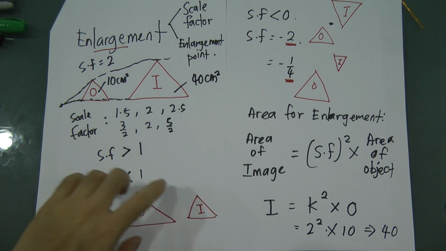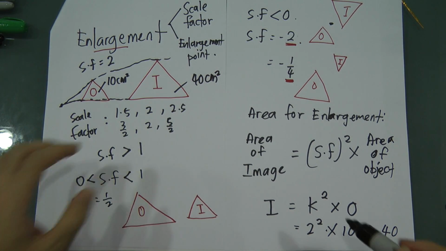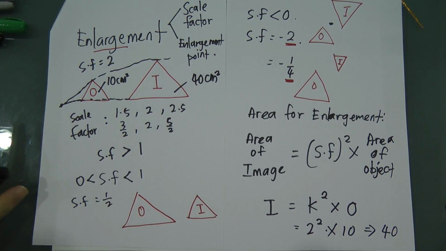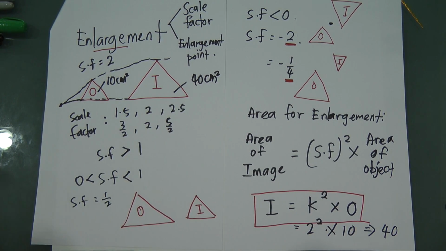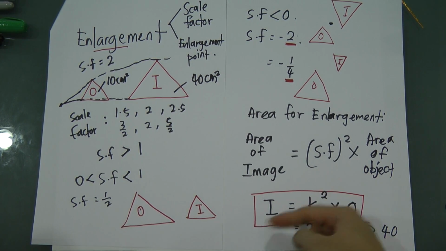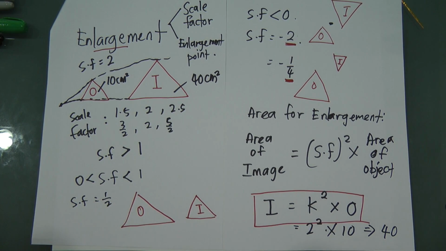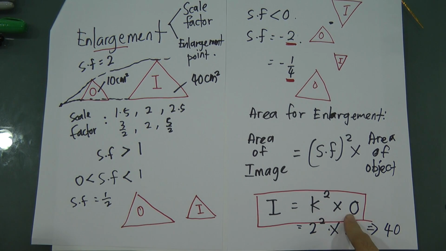So you just need to memorize the formula. Whenever they ask you to find the area of image or area of object, you can use this formula. Sometimes they give you the area of image, then you just take the scale factor and divide by K squared to find the object. So area of image equals scale factor squared multiplied by area of object. I think this formula will be very helpful for you to get at least 2 to 3 marks in Paper 2.